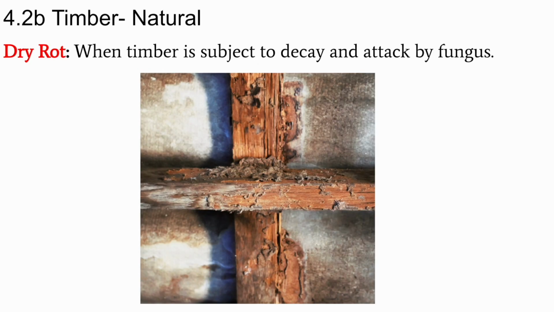So dry rot is when a timber is subjected to decay and attacked by fungus. Fungus is a decomposer, and their job is to go out and decompose wood that's fallen in a forest. They don't really make a distinction between the wood that has fallen off of a tree in a forest and the wood that's in your house. And one of the main ways that they can flourish is when wood is wet. So anytime wood gets wet, fungus can grow on it. When wood is dry, it's more difficult for them to actually grow on the wood.